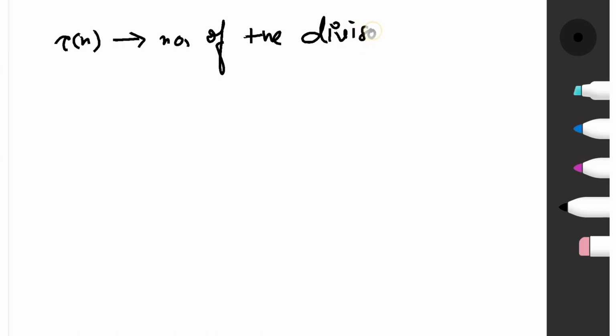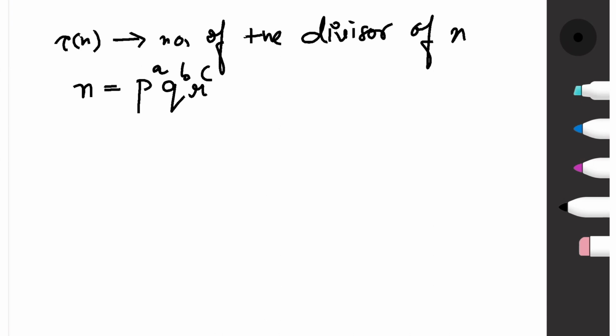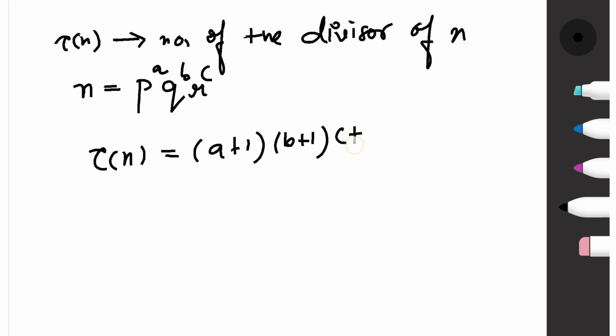Our next function is the tau function, and this tells us the number of positive divisors of n. Again you have to do the same thing. If we want to find the tau of n, factorize n. Suppose the factorization is p to the power a, q to the power b, and r to the power c, and so on. Then simply you have to take the powers. Tau n will be defined as (a plus 1)(b plus 1)(c plus 1).